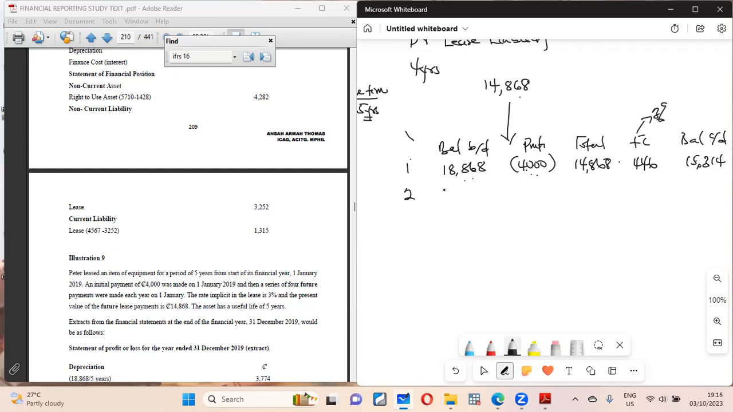15,314 becomes your balance bill down here. Payment is 4,000. So you have 11,314. If you want to know you are right, you can do it for all the 5 years, and your balance will be zero. But we don't need that. Unless the question asks you to do that, don't do it. You'll be wasting time.